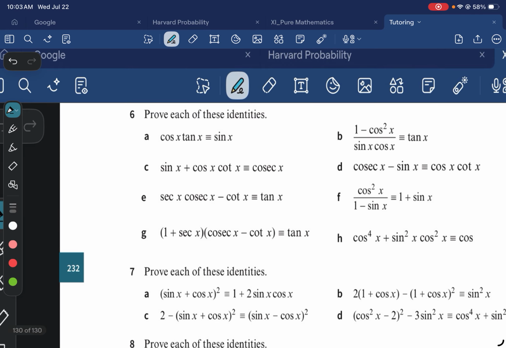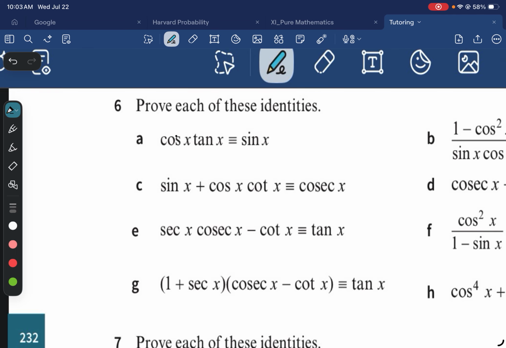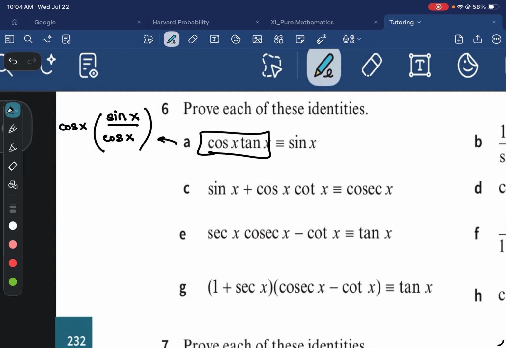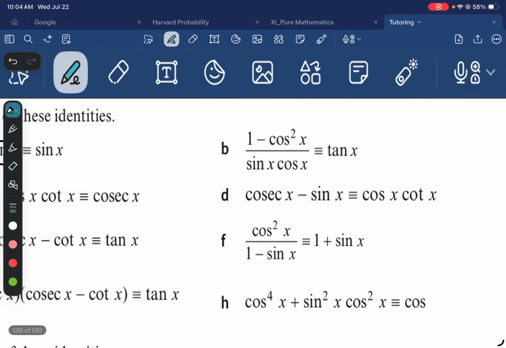Question 6 says, prove each of these identities. Cos x times tan x is equal to sin x. All right, well, I keep cos x as it is. Tan x is just sin x divided by cos x, right? And we are working with the left-hand side. And this cos x in the numerator and the denominator cancel out, leaving me with just sin x, which is exactly the right-hand side. So we are done.